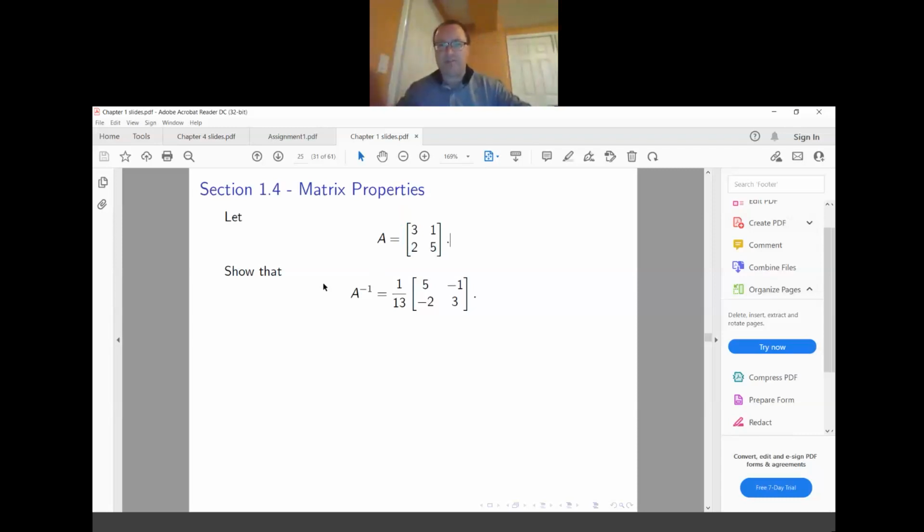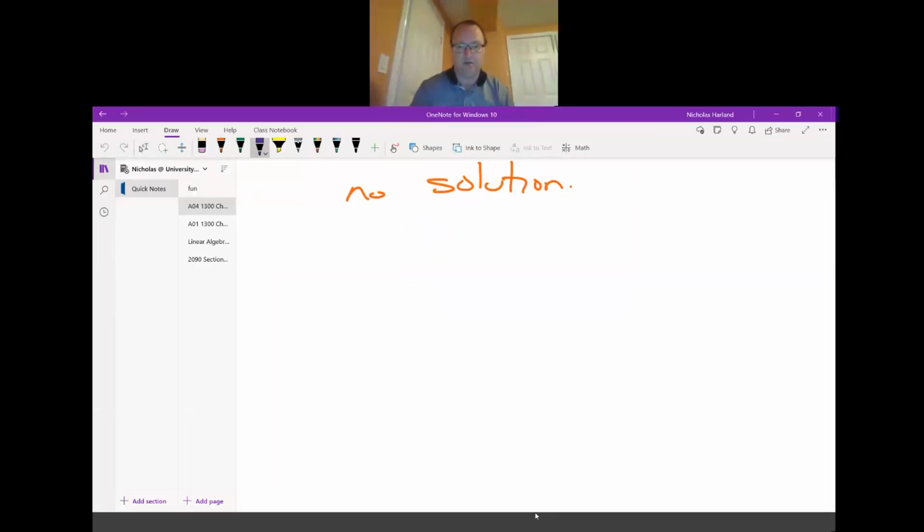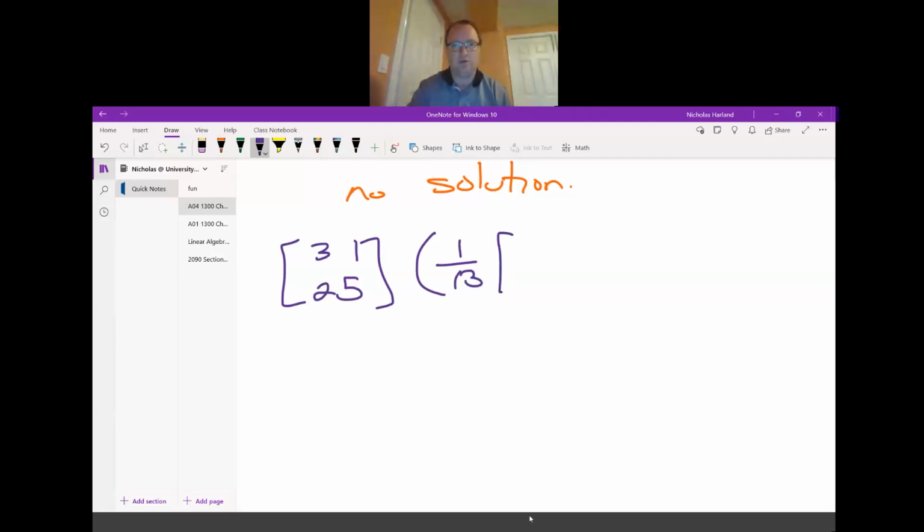Right. What it means to be the inverse is that you multiply them together and you get the identity. So that's what it means to be the inverse. So if we're checking this, that's what we're going to check. So 3, 1, 2, 5. In order to be an inverse, do you have to multiply it on the left or on the right? Both, exactly. You caught my trick question. So it's got to work on both sides.